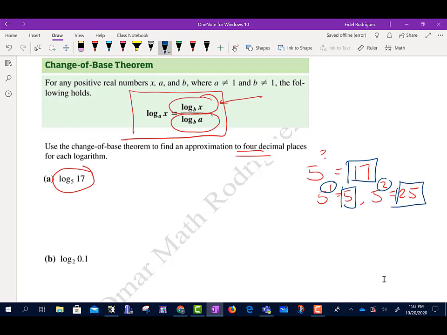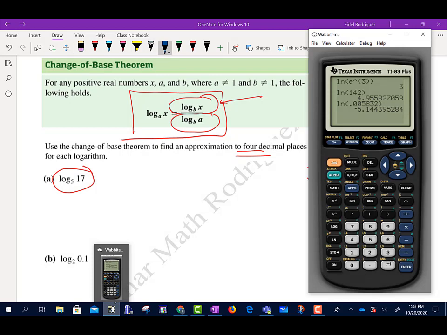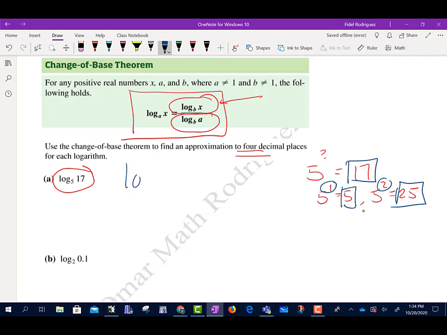Okay, so the whole point of doing the change of base theorem is we can use the bases that we have on our calculator, okay? So the bases that we have on our calculator are either the log button or the ln. Which one do we use? It doesn't matter, we just have to be consistent. So what I mean by that is I'm going to change this problem here to the log base 10 of x, and x in this case is 17, divided by the log base 10 of 5, okay? So remember, I'm writing the number 10 here, but if I didn't write the number 10, it would be understood that that's the base that I'm using, because that's what we call the common logarithm, okay?